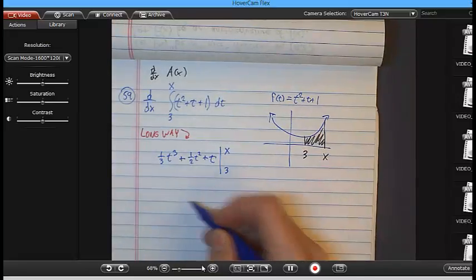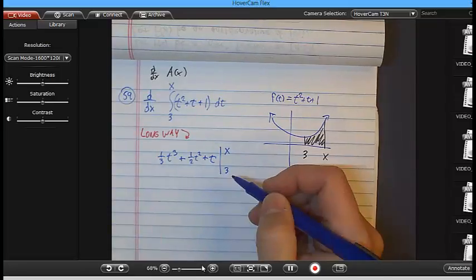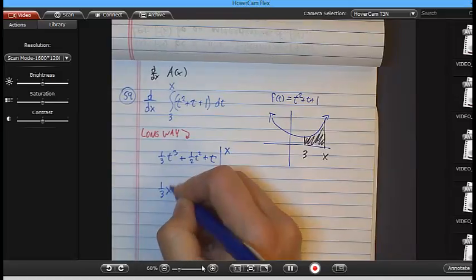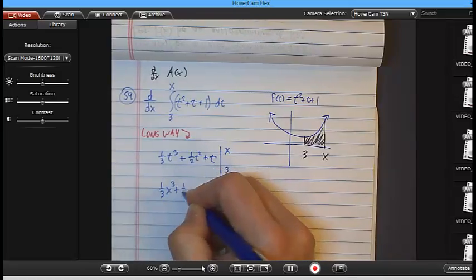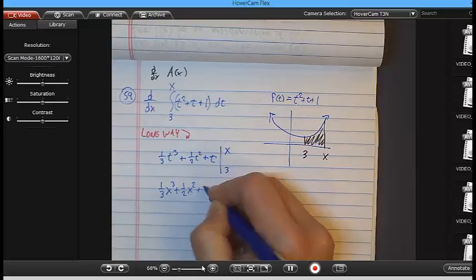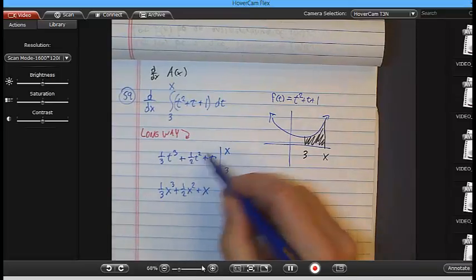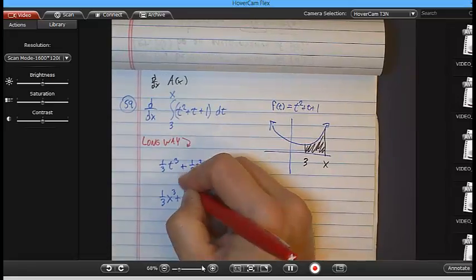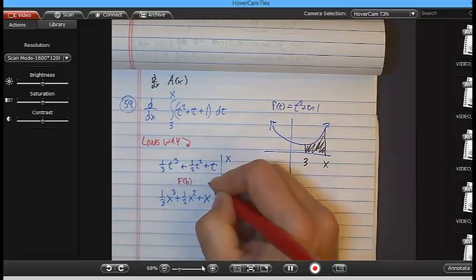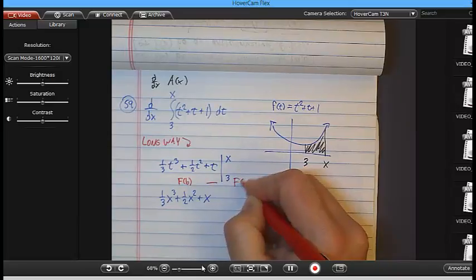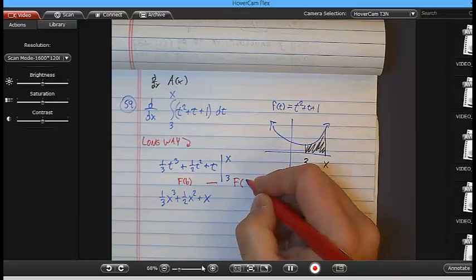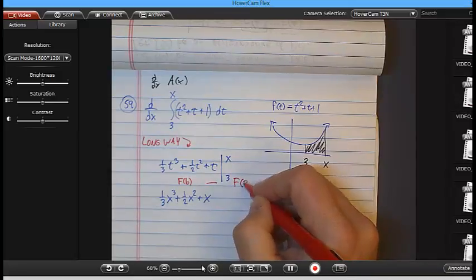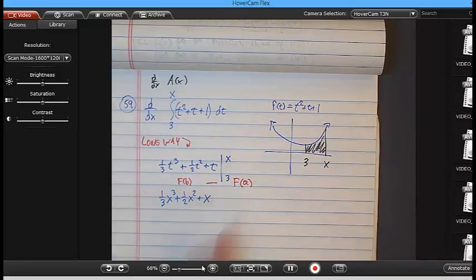Then you get 1/3 x cubed plus 1/2 x squared plus x. I plug in the x. That's my f of b, and I also need to subtract f of what? F of 3, right, because that's my f of a. F of b minus f of a.